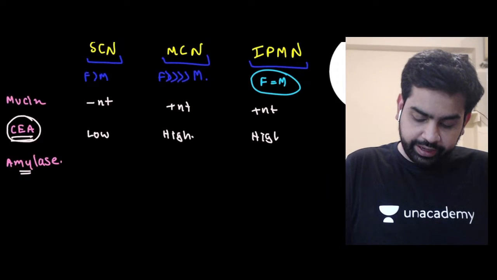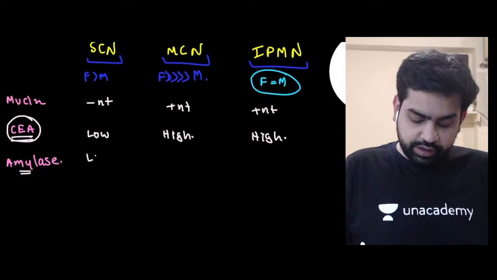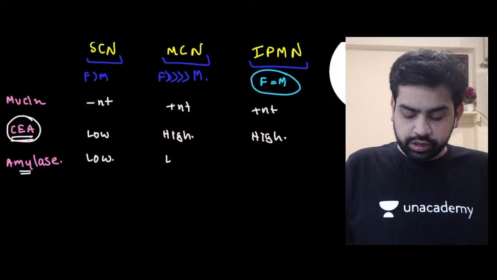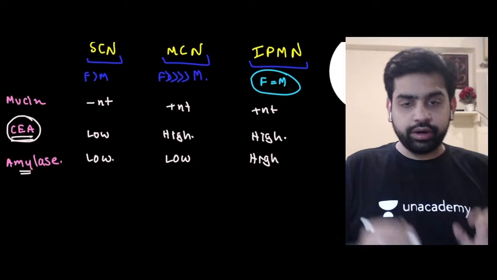What about the amylase level? In the serous cystic neoplasia, the amylase level is low. In the mucinous cystic neoplasia, it is again low. And in the IPMN, it is high. So you really need to understand these, okay?